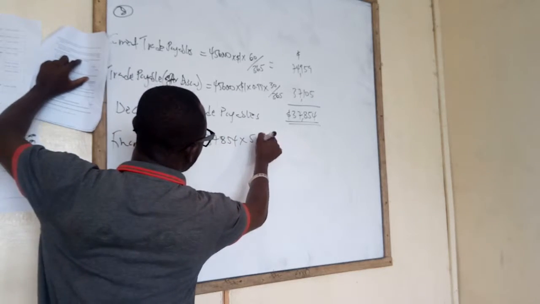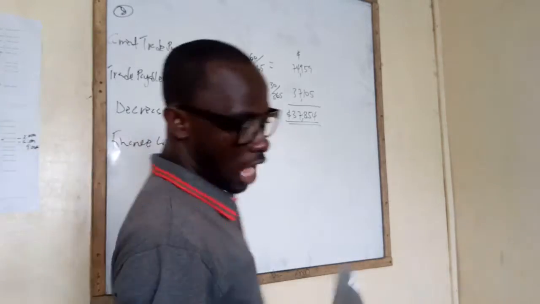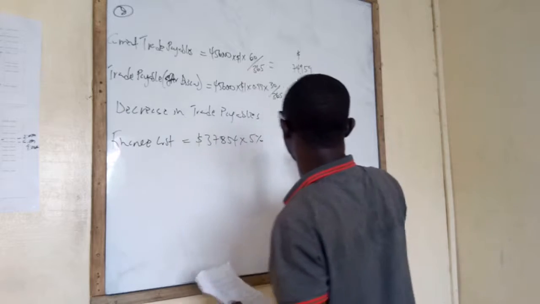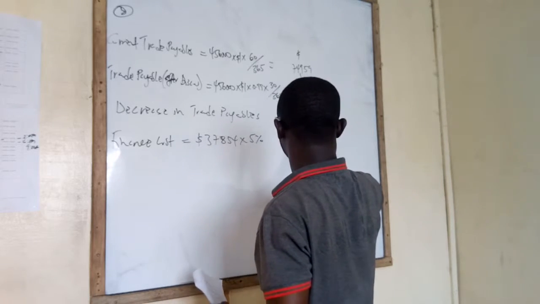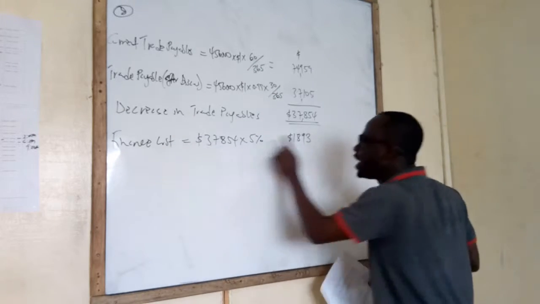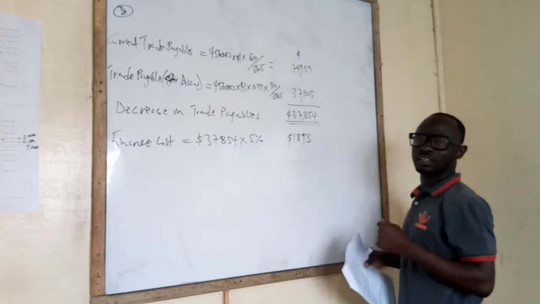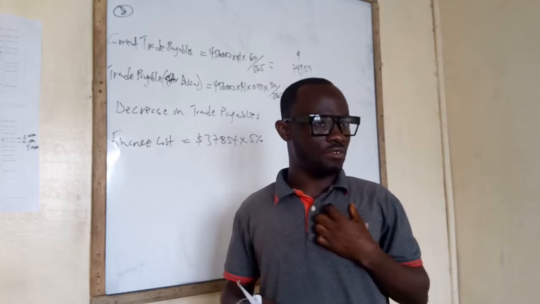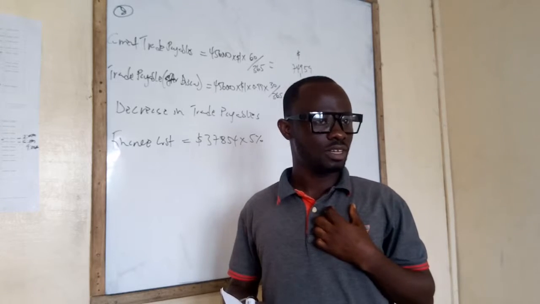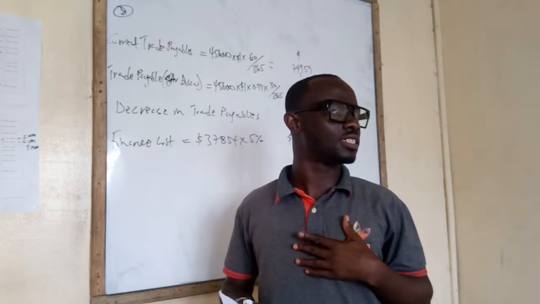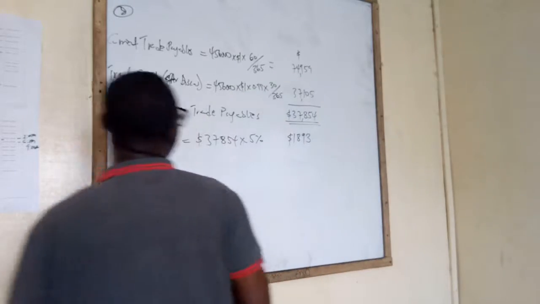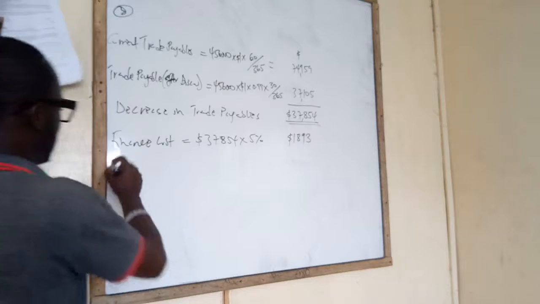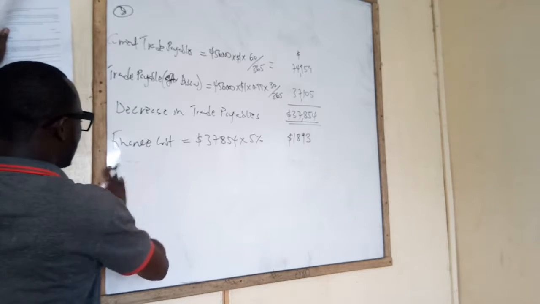37,854 times 5%. What are we going to have for that? 1,893. So this is the cost we will incur in refinancing. But the question is, what is the actual value of the discount they are giving us? To get the value of the discount, we need to find out how much we are paying.